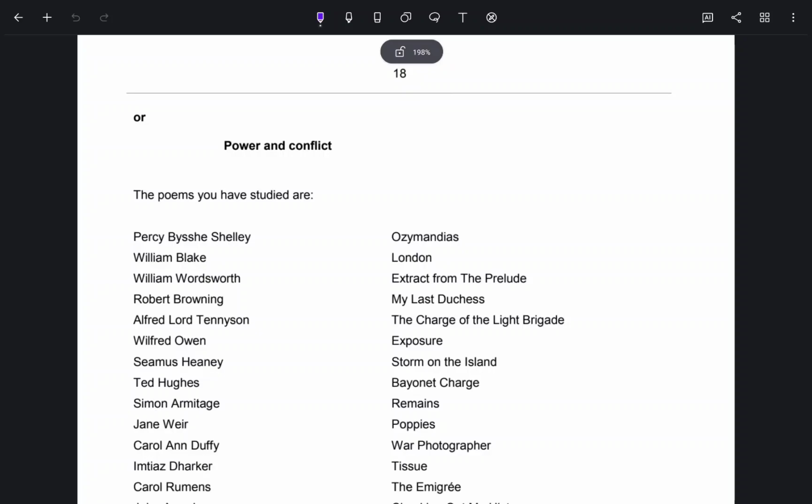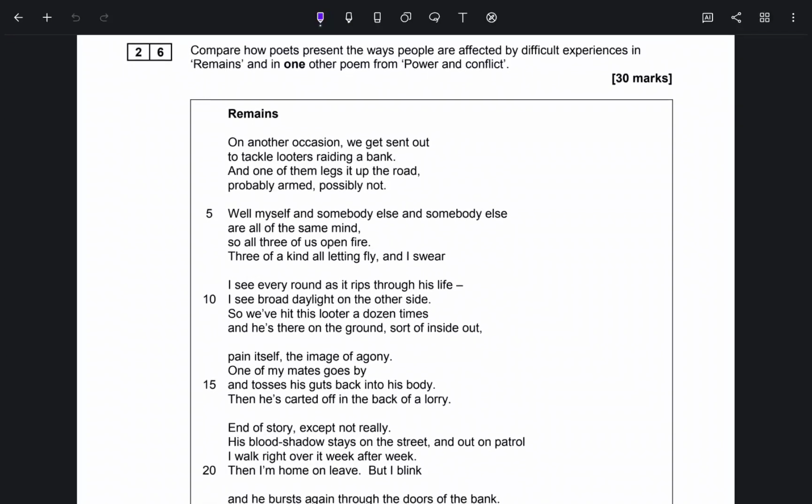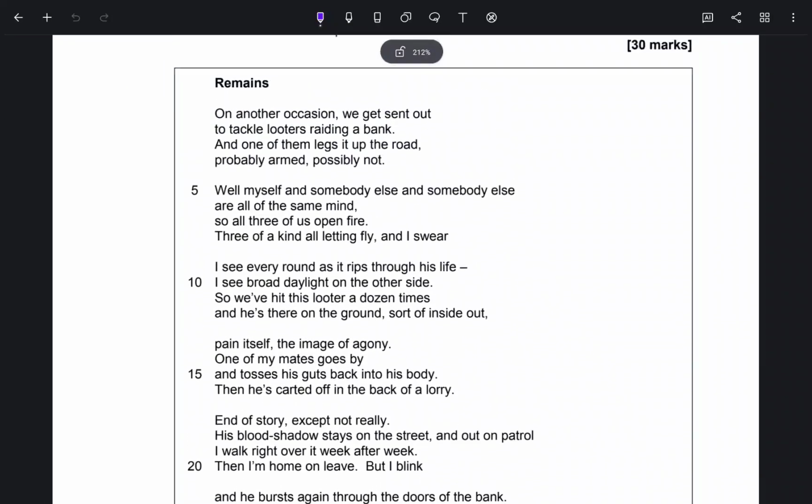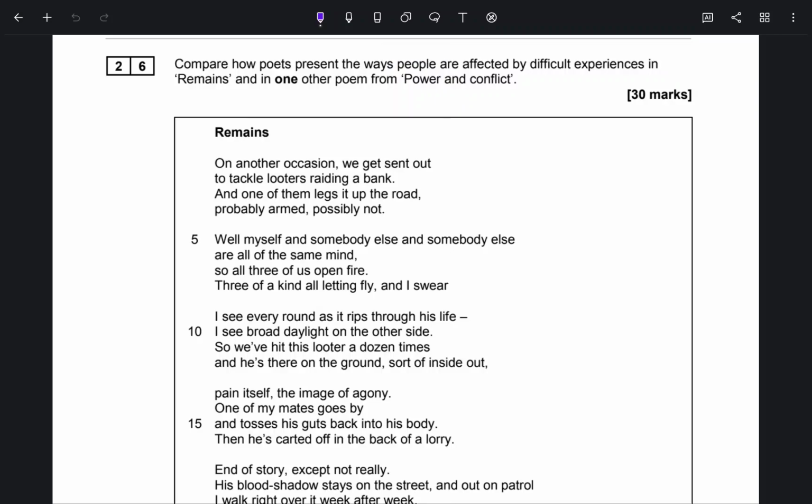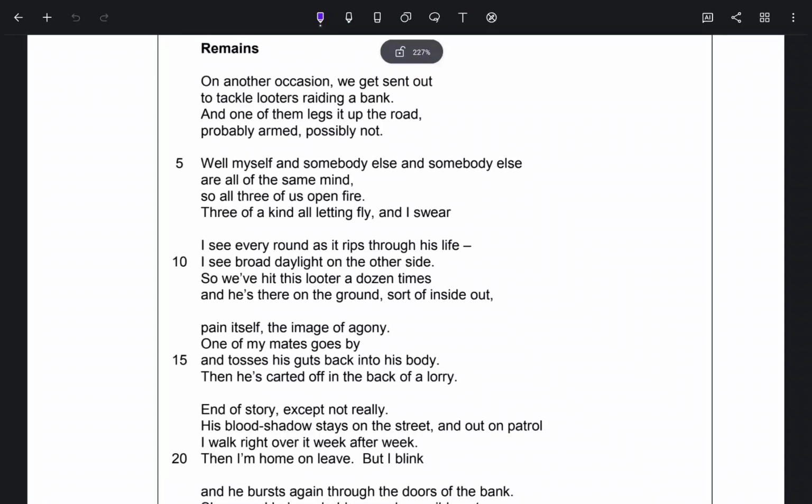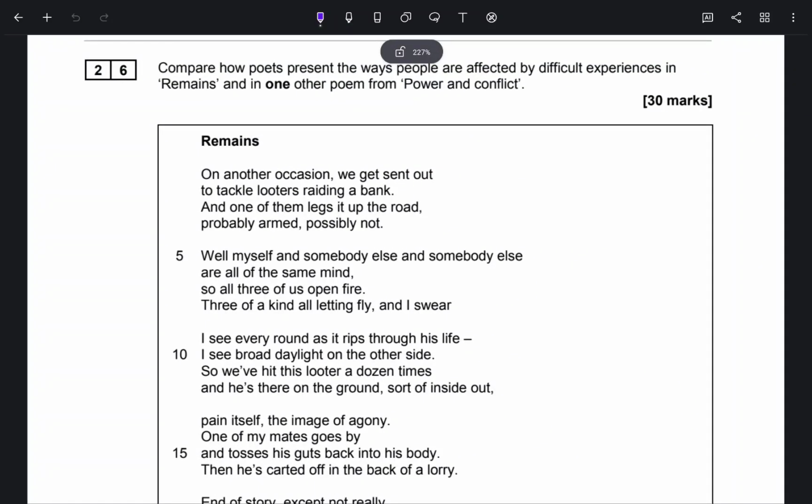So let's have a look at it in further detail. Remember, the assessment objectives essentially are the same. And what are some things that you need to remember? The typical question you may have is something like, compare how poets present the ways people are affected by difficult experiences in Remains and in one other poem from Power and Conflict. And that's worth 30 marks. It is a lot of marks, to be fair.